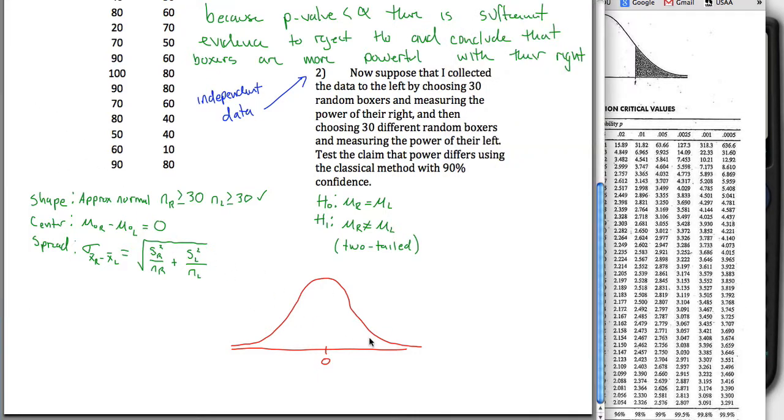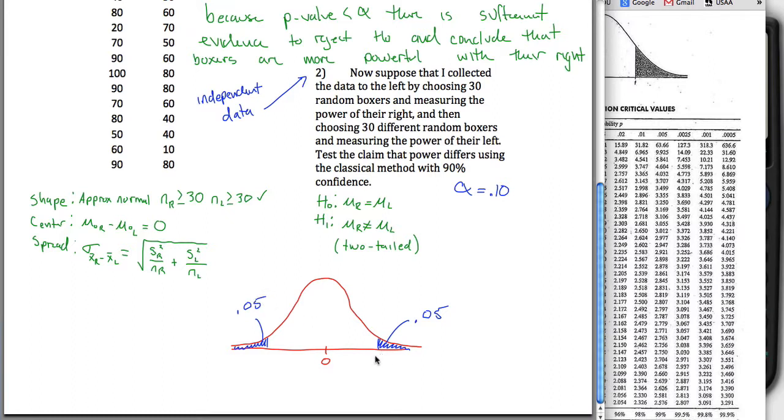Got to find my critical values. And the way I'm going to do that is I know that I have a two-tailed test here, and I know that alpha is 10%. So the total area of my rejection regions has to be 10%. I got two of them, one over here and one over here. So for them to in total have 10%, I need 5% over here, and I need 5% over here.